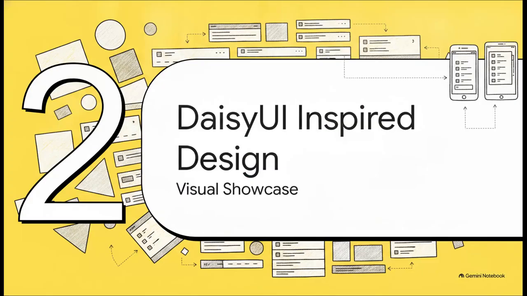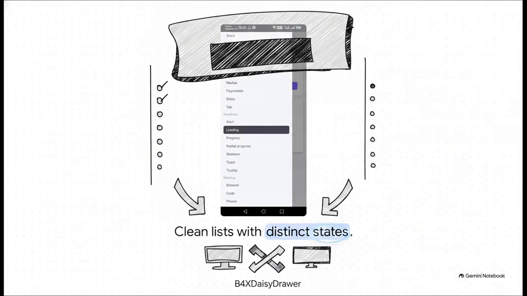Moving right along to Section 2, stunning DaisyUI-inspired design. We know what it is structurally, so let's see what it actually looks and feels like in this visual showcase. Just look at the sheer cleanliness of this layout. It takes its inspiration directly from the insanely popular DaisyUI CSS framework, so it features these beautiful, clean lists, perfect typography, and notice how that selected state, in this case loading, really pops against that subtle background. It gives the user immediate visual feedback without feeling cluttered or overwhelming.